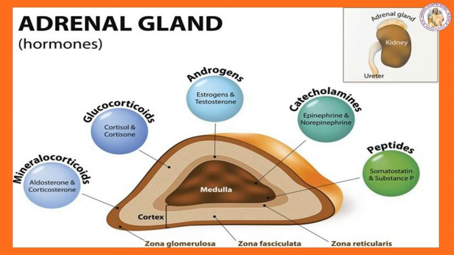The second one is mineralocorticoids. They help to reabsorb sodium ions from the renal tubules. They cause increased secretion of potassium ions, and they regulate the electrolyte balance, body fluid volume and osmotic pressure, and also blood pressure.